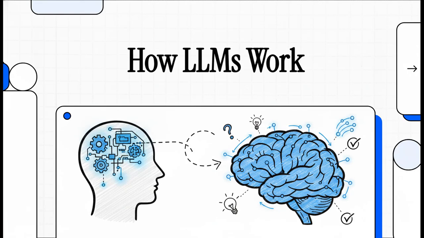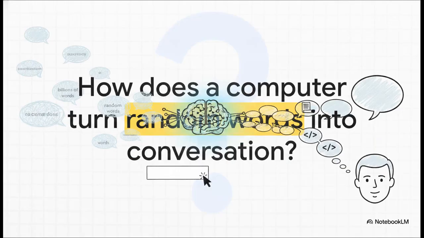Welcome to The Explainer. Today, we're diving straight into something absolutely fascinating. We're demystifying the complex architecture behind the AI tools we interact with every single day. We're literally taking a journey inside the digital brain. It's a question that feels a bit like magic when you really stop to think about it. How does a computer turn billions of random, disconnected words into a conversation that feels entirely human?